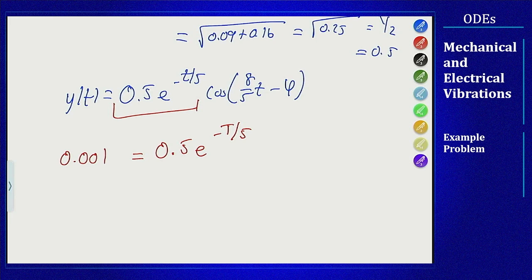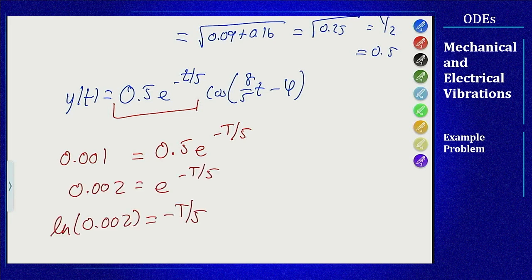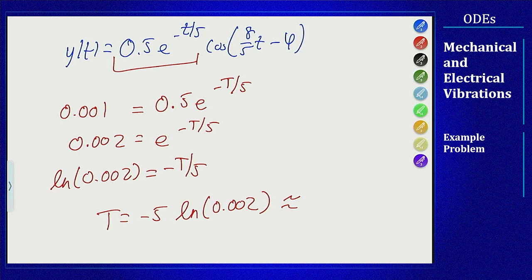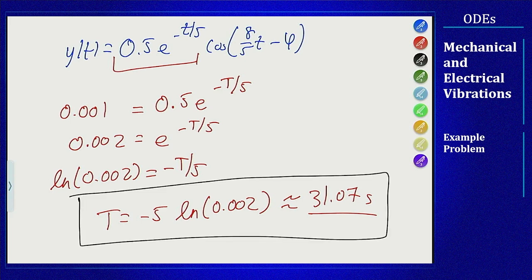Multiply both sides by 2 to get rid of the 1/2, take the natural log of both sides, and then multiply by -5. And if we compute this out, we get around 31.07 seconds. So with this particular setup, it would take about 30 seconds to then guarantee that the mass will be within 0.001 meters of equilibrium. That's how you would go about solving this mass on a spring problem involving both setting up the problem with hidden coefficients, as well as using envelope curves to figure out a threshold time for when you get within 0.001 meters of equilibrium.